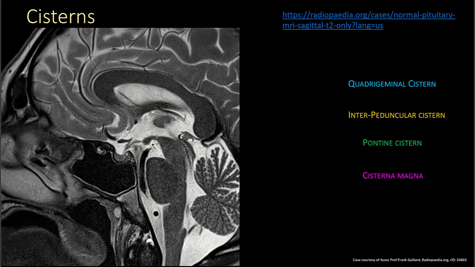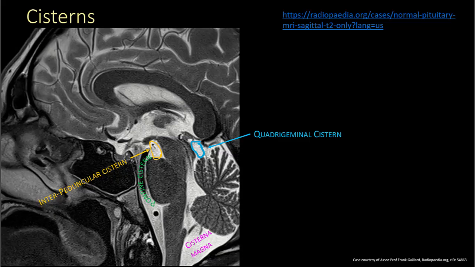Now we can see a sagittal view where we have all of these structures. The quadrigeminal cistern is on the posterior side, interpeduncular is on the anterior side, pontine is in front of the pons. We have a large cisterna magna here below the cerebellum.